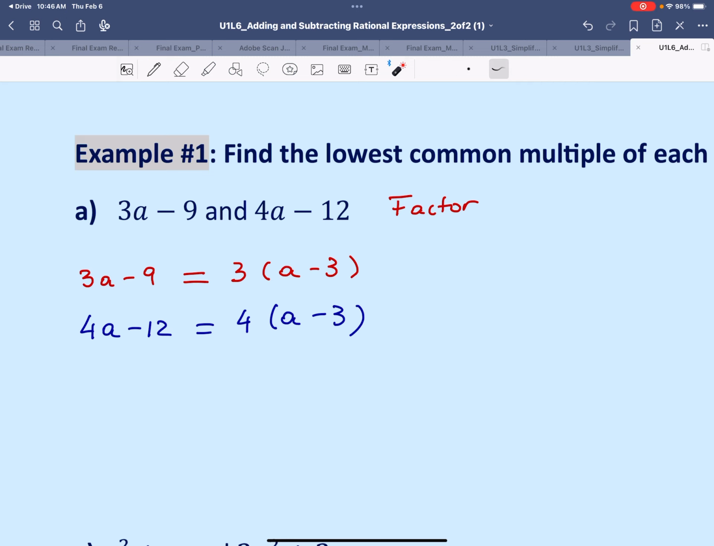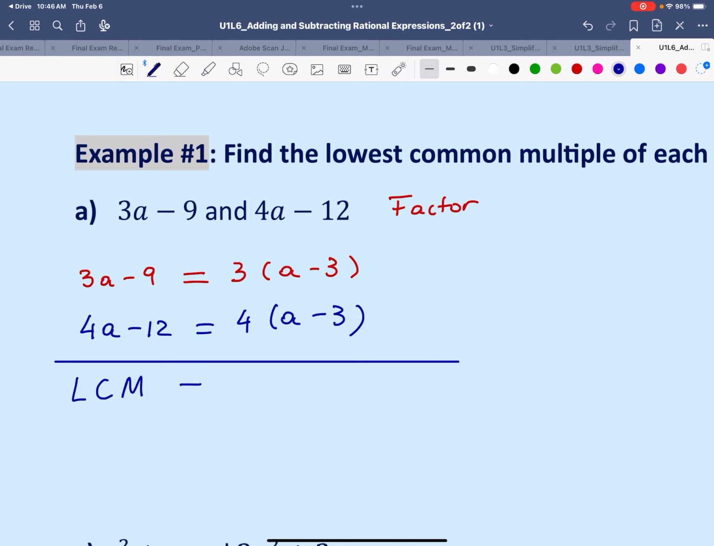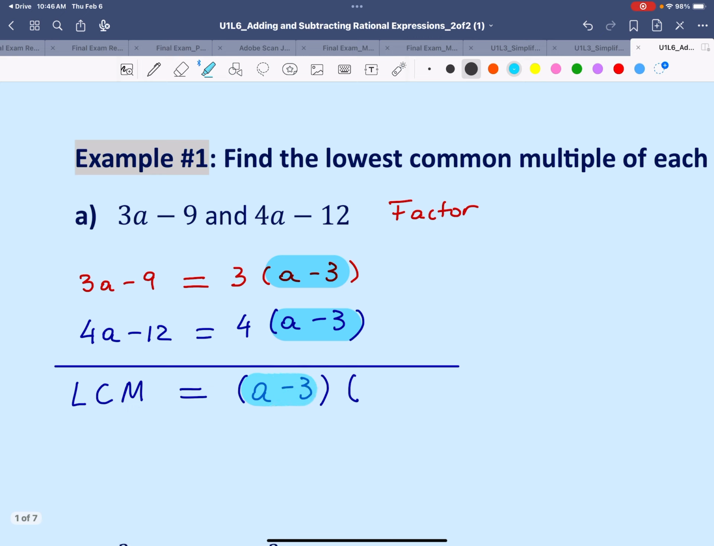As you can see in this case, a minus 3 is a common binomial, so it's a common factor in binomial form. And in addition, we have factor 3 for the first and factor 4 for the second. Just like we do with numbers, we find the lowest common multiple. So to find the lowest common multiple of these expressions, we are going to list a minus 3 only once because it's common, and then the other factors, the factor of 3 and then the factor of 4.